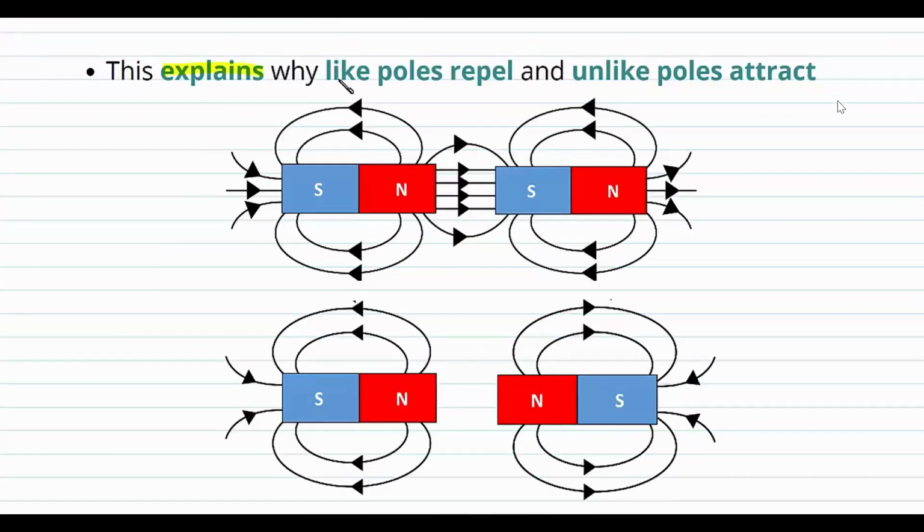This explains why like poles repel and unlike poles attract. So the field lines are pointing from north to south. So the North Pole is going to move towards the South Pole, and therefore they're attracted.